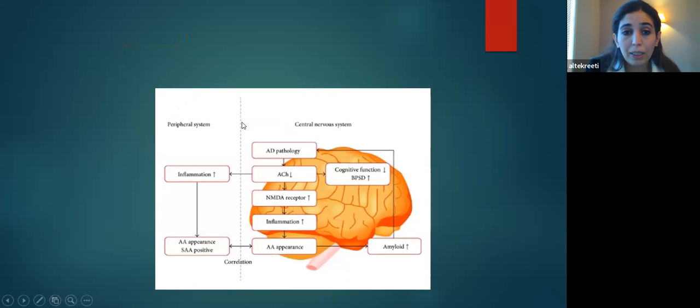Because Alzheimer's disease affects the central and peripheral nervous system. Alzheimer's disease is related to reduced acetylcholine in the brain and an increase in NMDA receptor activity. This receptor is exaggerated, which leads to the influx of calcium and leads to inflammation. So the main point of treatment for Alzheimer's is to increase the acetylcholine level and block the NMDA receptor, which leads to improved cognitive function in the patient with Alzheimer's.